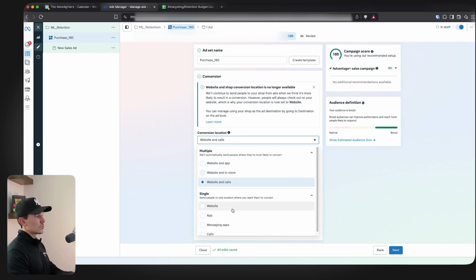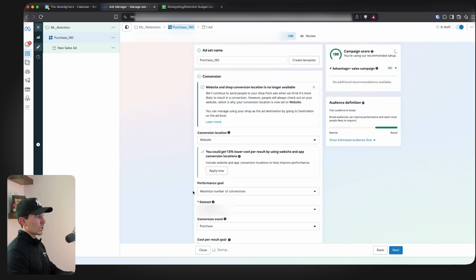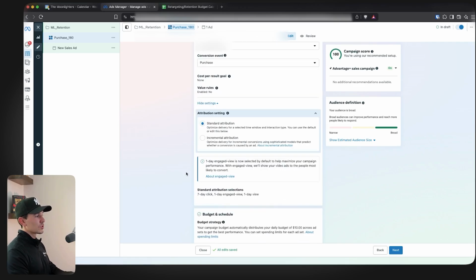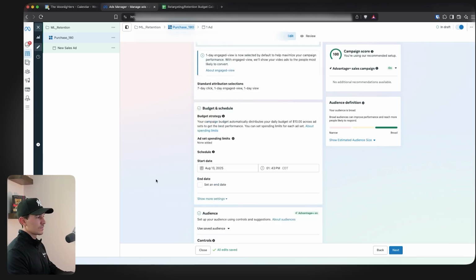We're going to change this to just website. We're going to maximize number of conversions. Make sure your pixel and your purchase event are set up. No cost cap, no value rules. And then our attribution settings should be 7-day click, 1-day view. It could also be 7-day click, 1-day engaged, and 1-day view. It doesn't make a difference.